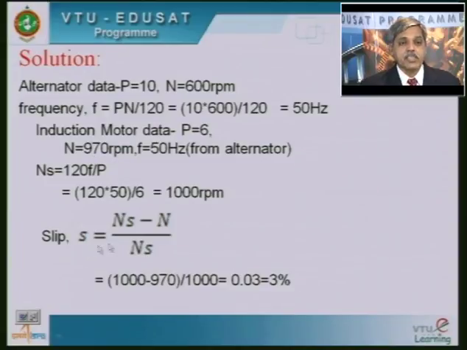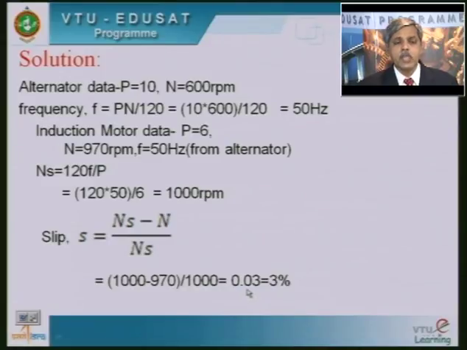the slip S is equal to Ns minus N divided by Ns. So 1000 minus 970 divided by 1000 will give you 30 upon 1000, that is 0.03, or when expressed in percentage I can call it as 3% slip.